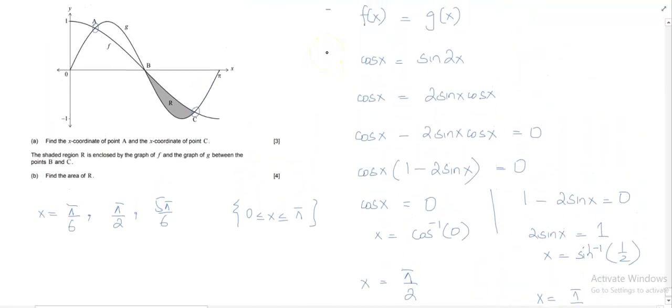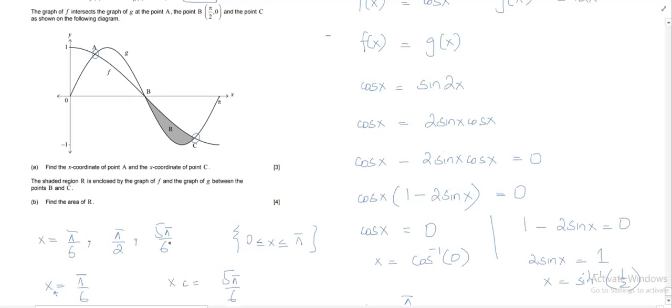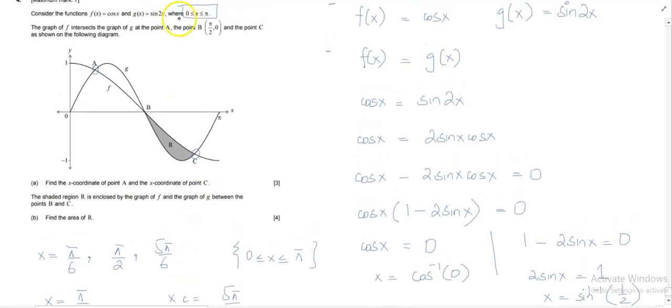Now if we look into the value of the x coordinate of A, that is given as pi over 6, and the x coordinate of C is going to be 5 pi by 6, and the x coordinate of B is actually equal to pi over 2. Alright, so these are the three x intercepts or the coordinates that I am looking for. By the way, point B is already given to us. So anyways, we have actually shown it through the question as well, that we know how to calculate that, right?